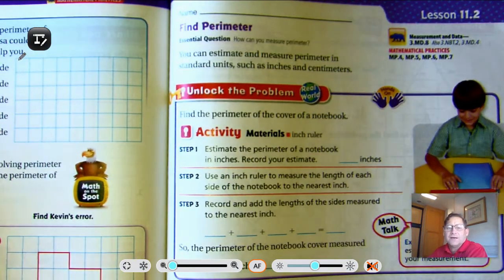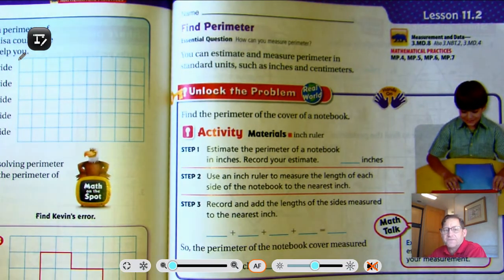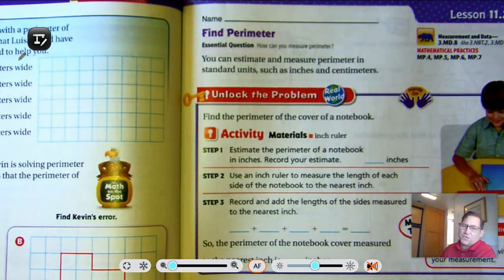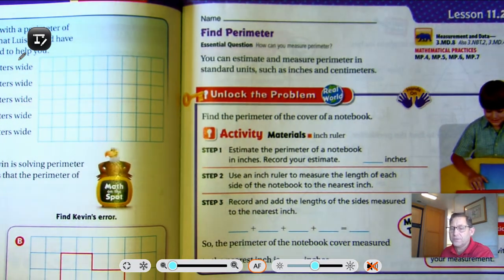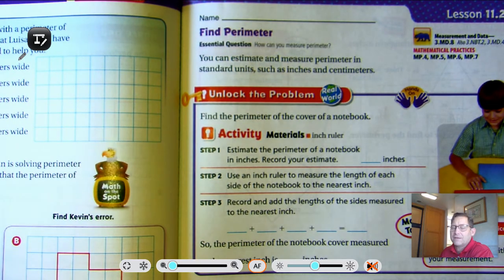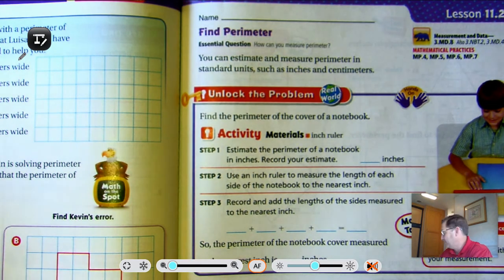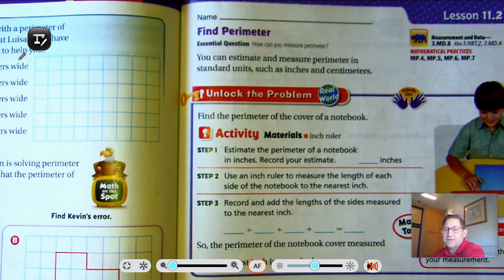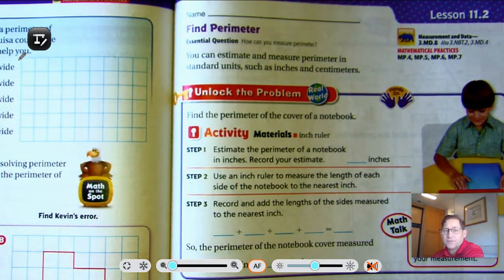Hello, everybody. Today we're going to continue our discussion of finding perimeter. We're in lesson 11.2, and our essential question is how can you measure perimeter? You should be able to explain how to measure perimeter by the end of our lesson. We are on page 457 of the third grade Co-Math textbook.